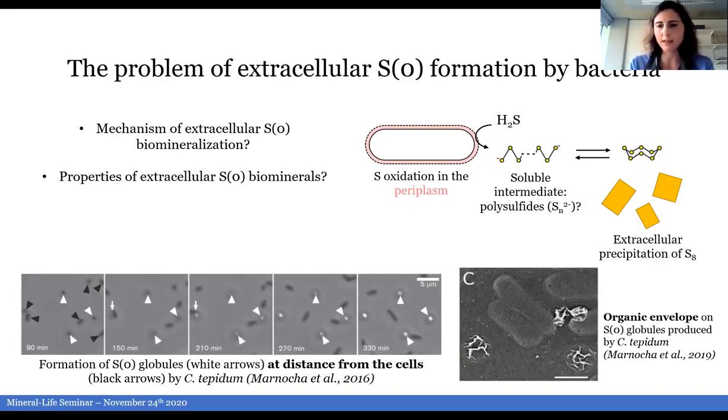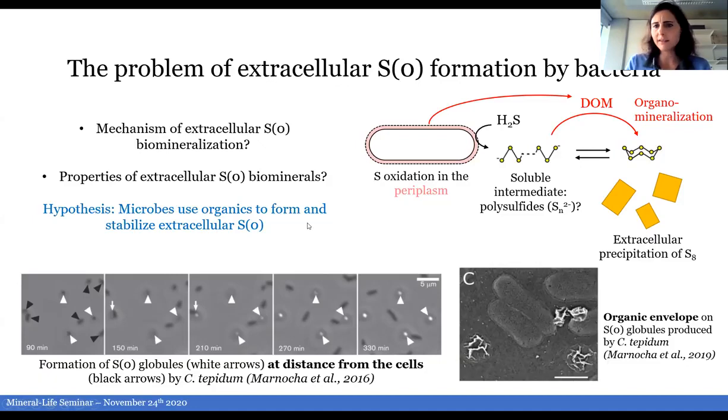Here again, it's C. tepidum that has been looked at by Cosmidis. And here you can see microbial cells, and the things that look like deflated balls are actually previous sulfur globules. The sulfur is gone, and what is left is their organic envelope. So I think all these facts allow us to propose a hypothesis that maybe microbes could be using organics to form and stabilize extracellular sulfur.